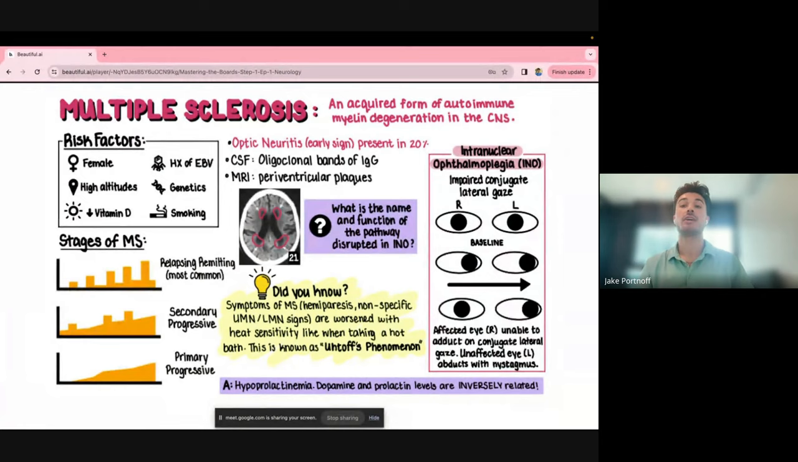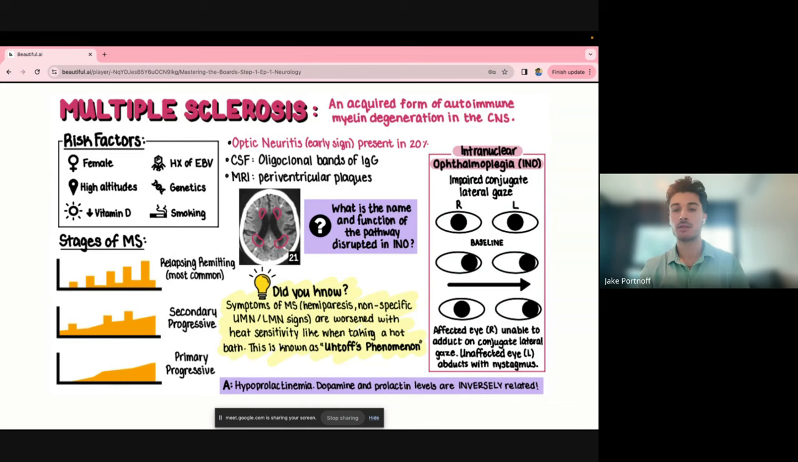Our MLF pathway connects these two, and it allows us to coordinate our horizontal gaze, our lateral gaze, okay? Now, if you get disruption of this MLF pathway, because why? Multiple sclerosis is a demyelinating disorder of the CNS. Your MLF pathway is myelinated by oligodendrocytes, which myelinate the CNS, right? We're integrating all of that. You're going to get this ipsilateral nystagmus and difficulty with abducting the affected eye.